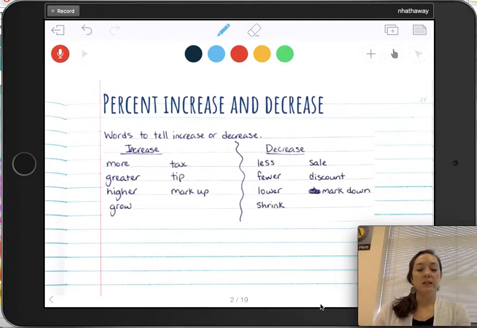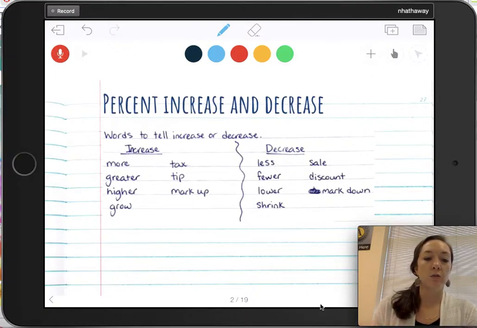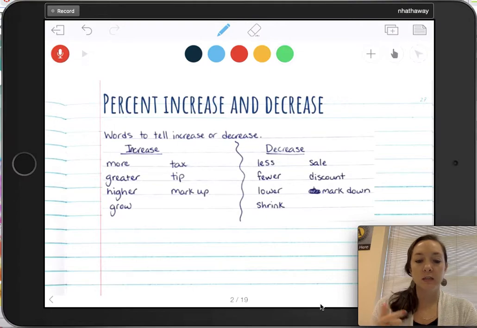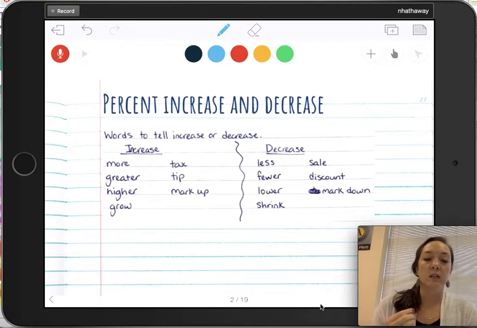And then things that tell us we're going to have an increase are more, greater, higher, grow. Tax is an increase. Tip is an increase. A markup is an increase. And then things that tell us we're going to have a decrease: less, fewer, lower, shrink, or a sale, a discount, or a markdown.